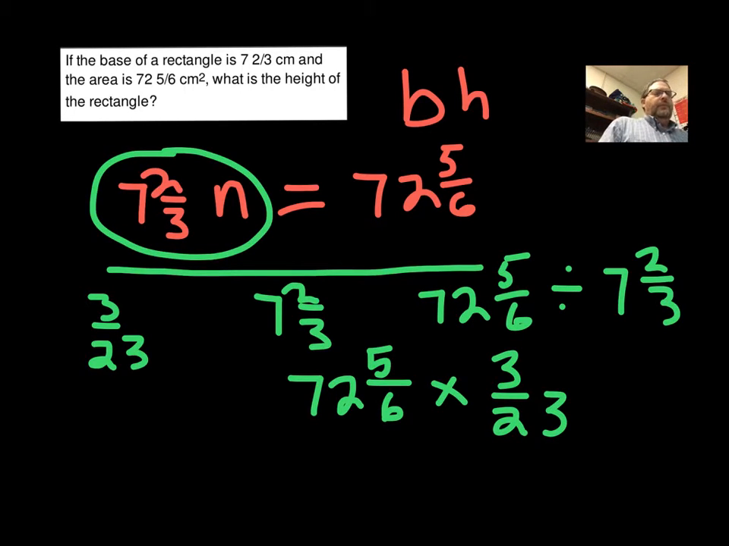Either way, our answer to this problem is, and I have my calculator, so I'm going to do it right now. 72 and 5/6 divided by 7 2/3. You have to be careful to type in your numbers correctly. Equals, and I get 19 halves. 19 halves divided by 2, you get 8 1/2.